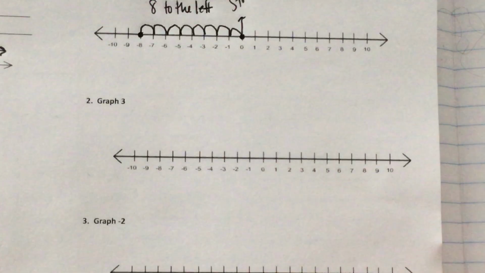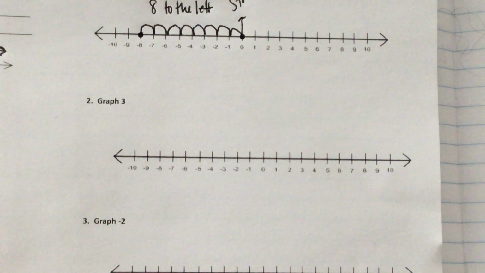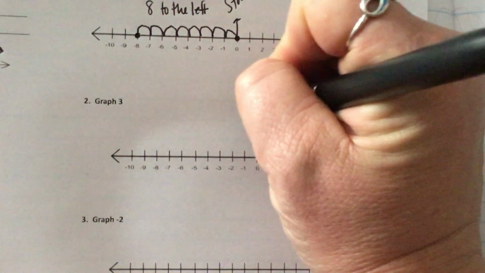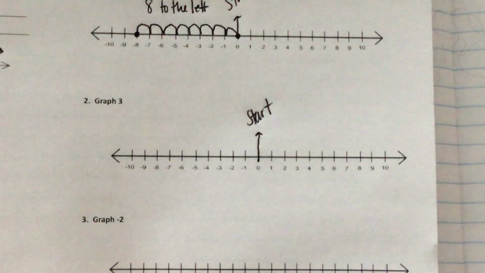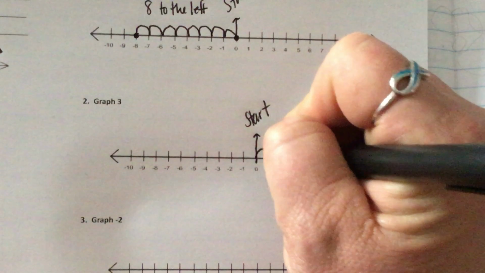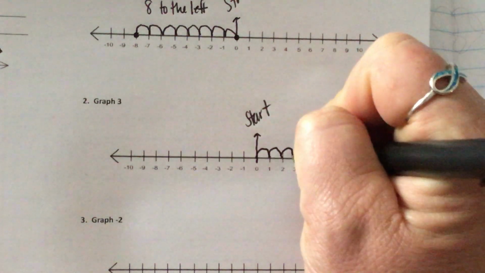Number 2, where are we starting? Lily? Okay, so I'm starting here. And Lily, where am I going? So I'm going to the right 3. 1, 2, 3.